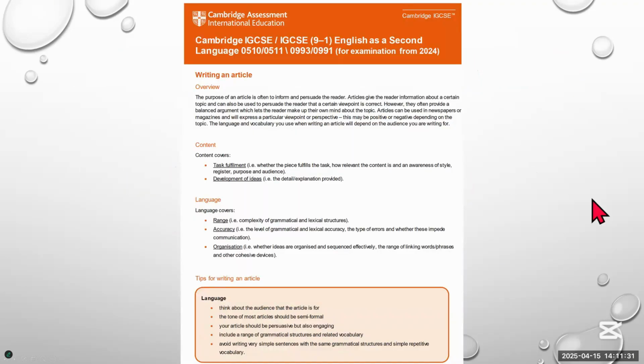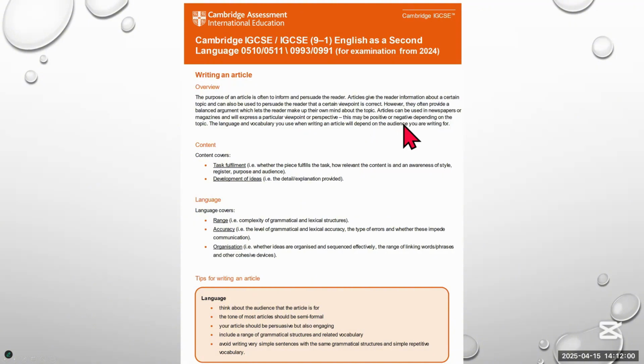First, I want to talk about writing an article. This is by Cambridge, and it says here the purpose of an article is often to inform and persuade the reader. Articles give the reader information about a certain topic and can also be used to persuade the reader that a certain viewpoint is correct. However, they often provide a balanced argument which lets the reader make up their own mind about the topic.